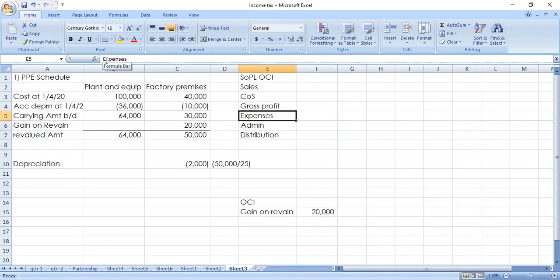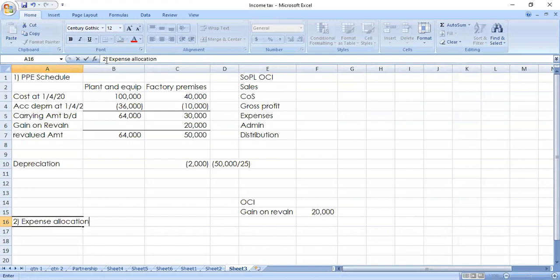So what comes here usually comes from the workings. They come as a full or complete figure. So we shall have working number 2, expense allocation. You have cost of sales, then you have admin, then you have distribution.